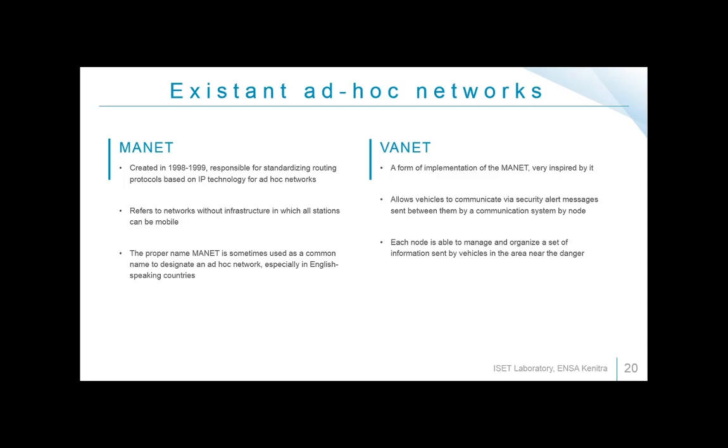VANET, a form of implementation of the MANET, very inspired by it, allows vehicles to communicate via security alert messages sent between them by a communication system by node. Each node is able to manage and organize a set of information sent by a vehicle in the area near the danger.